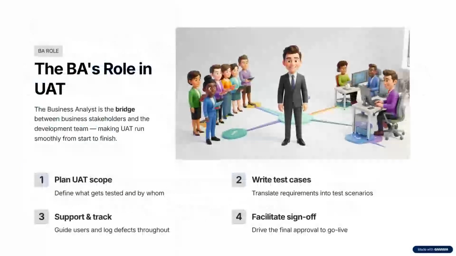The business analyst plays a central role throughout UAT. The BA helps plan the UAT, defining scope and identifying the right users to participate. They write or review test cases to ensure all business requirements are covered. During testing, the BA supports users, answering questions and clarifying requirements. They also track and prioritize defects, deciding which must be fixed before go live and which can wait. And finally, the BA facilitates the sign-off process, getting formal approval from all key stakeholders.